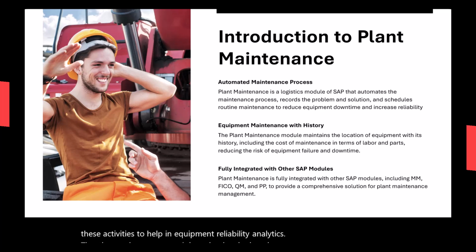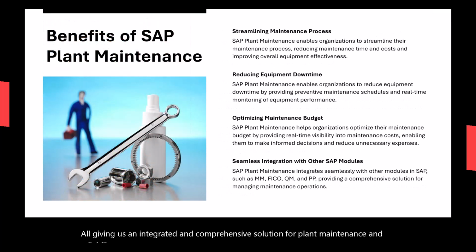The plant maintenance module maintains the location of equipment with its history, including the cost of maintenance in terms of labor and parts. This information is critical in resource planning and risk management. And finally, plant maintenance is fully integrated with other SAP modules such as materials management, FICO, quality management, and production planning, among others, all giving us an integrated and comprehensive solution for plant maintenance and reliability management.